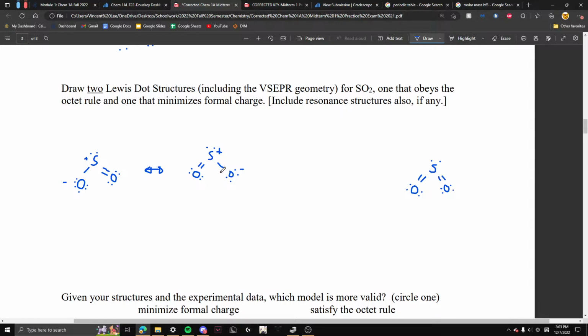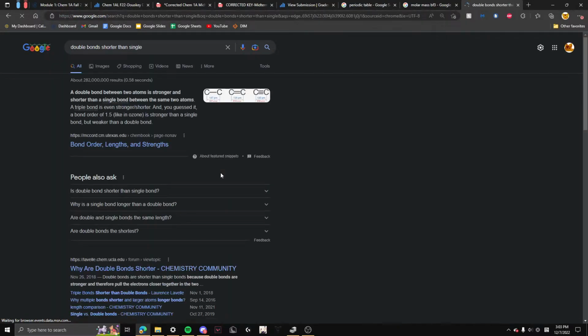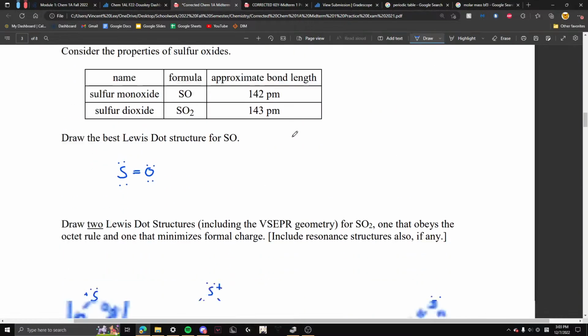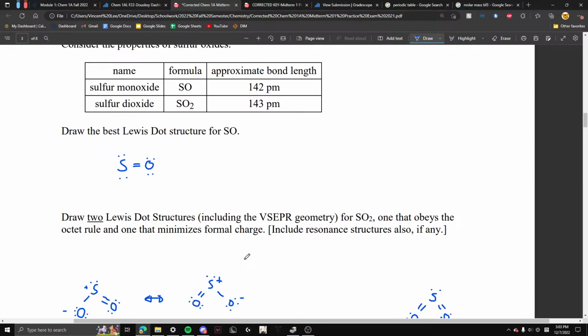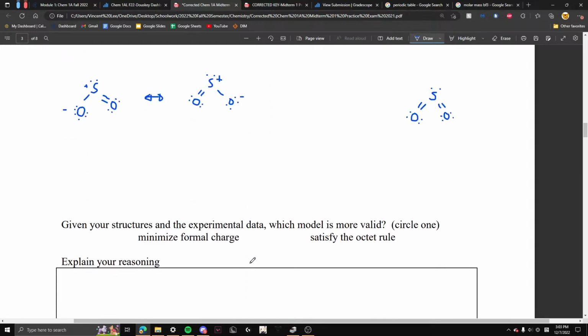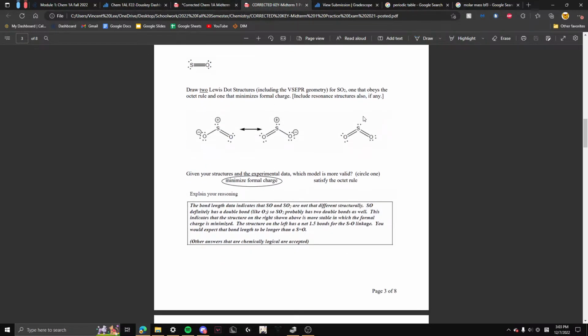I think double bonds are shorter than singles, right? I'm gonna double check that. Double bonds shorter. Yeah, it is shorter. Yeah. So if... okay, I'm not entirely sure because the answer key says you minimize formal charge, which implies this one's correct. Actually, so if it has a double bond like O2, so SO2 probably has two double bonds as well.